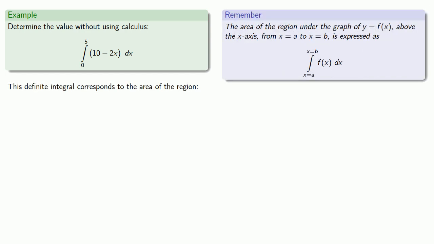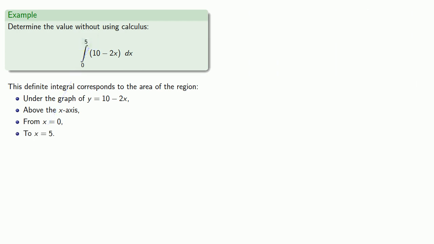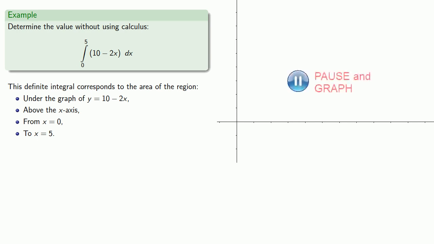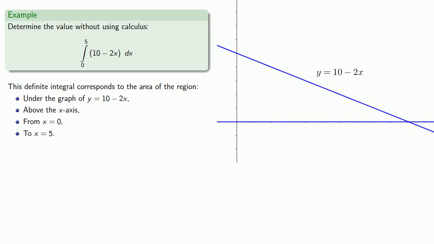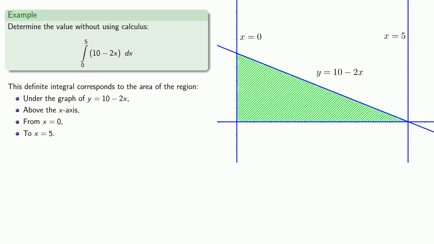And so we see that this definite integral corresponds to the area that is under y equals 10 minus 2x, above the x-axis, from x equals 0 to x equals 5. Let's sketch this region. First, we want to be under the graph of y equals 10 minus 2x, above the x-axis, starting from x equals 0, and ending at x equals 5. And so this is the region that corresponds to the definite integral.